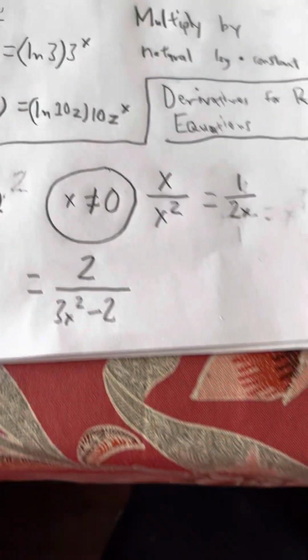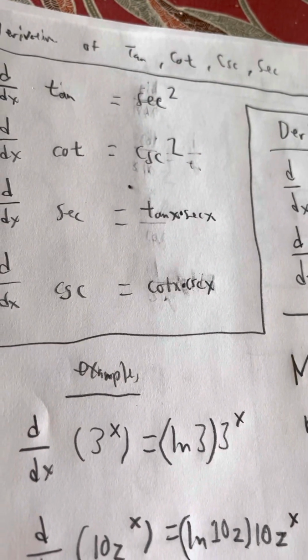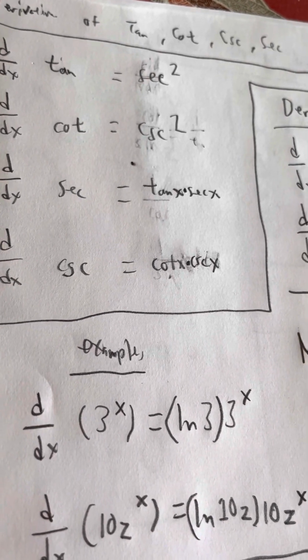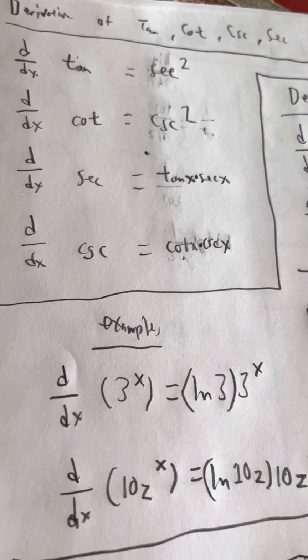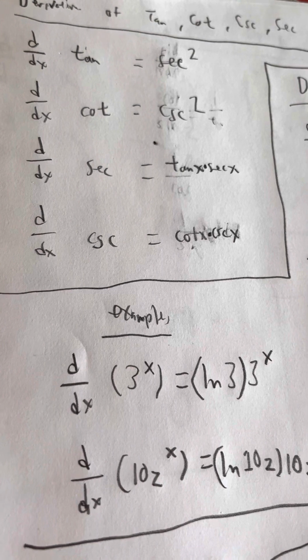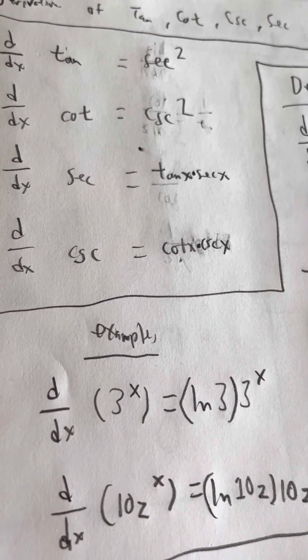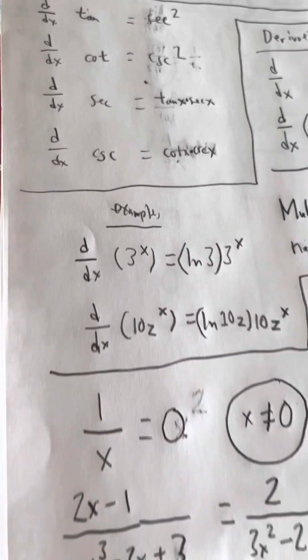Continuing, derivatives of the other trig functions. The derivative of tan is secant squared, cotan is negative cosecant squared, secant x is secant x tan x, and cosecant x is negative cosecant x cotan x.